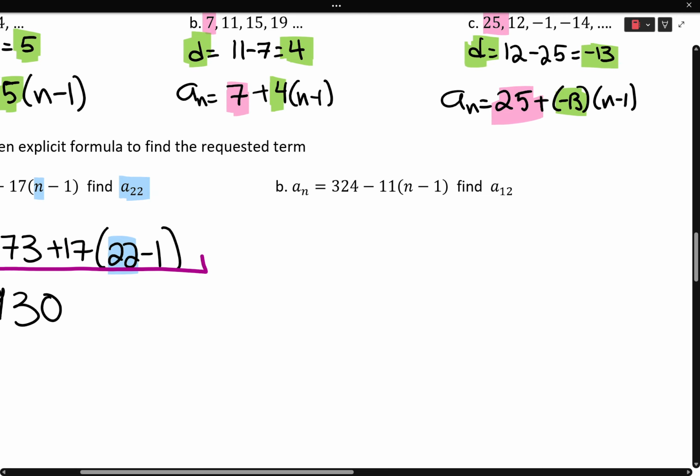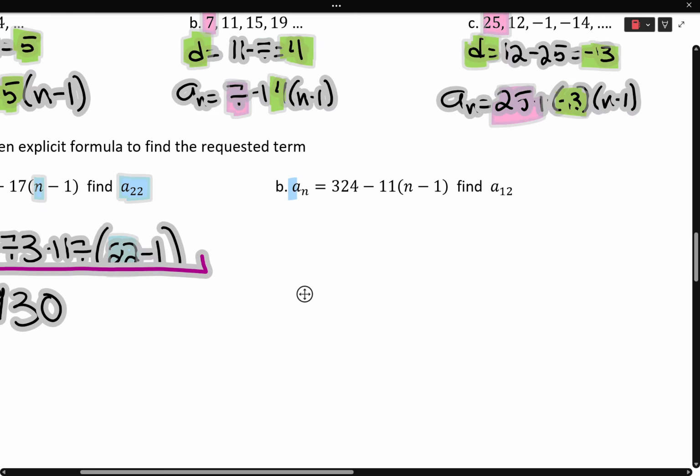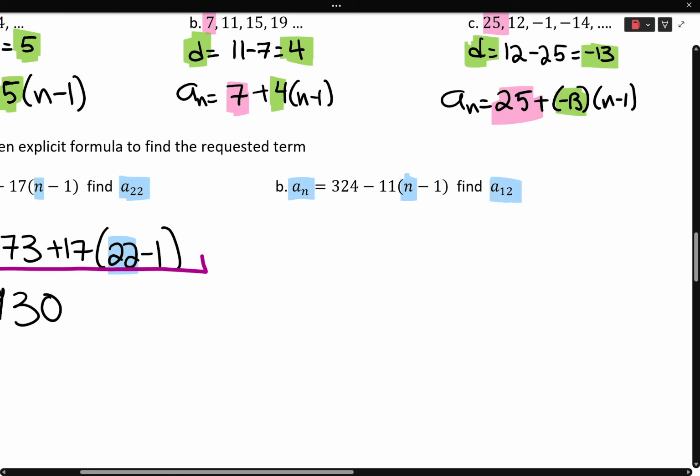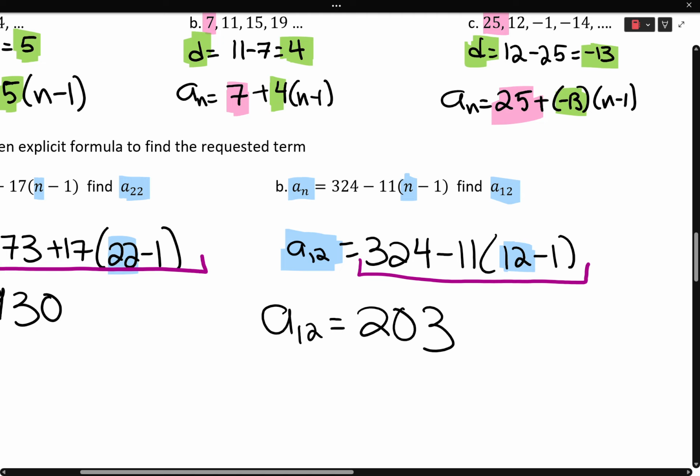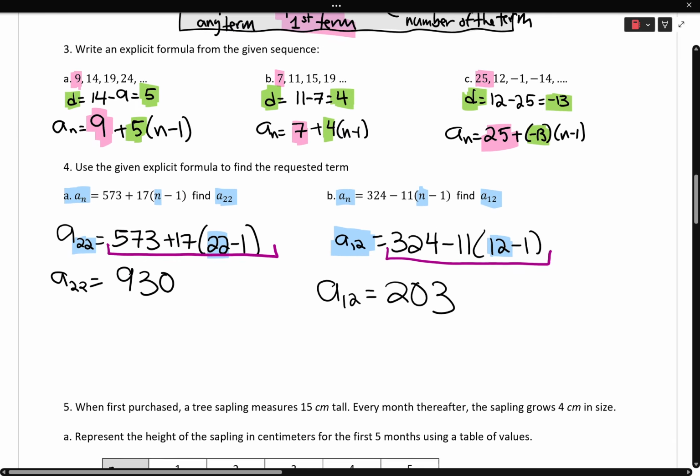All right, letter B. This time we're looking for the 12th term. So, a sub 12 equals 324 minus 11 times (12 minus 1). Once again, I put exactly this into my calculator. And what did I get? I got 203. Beautiful.